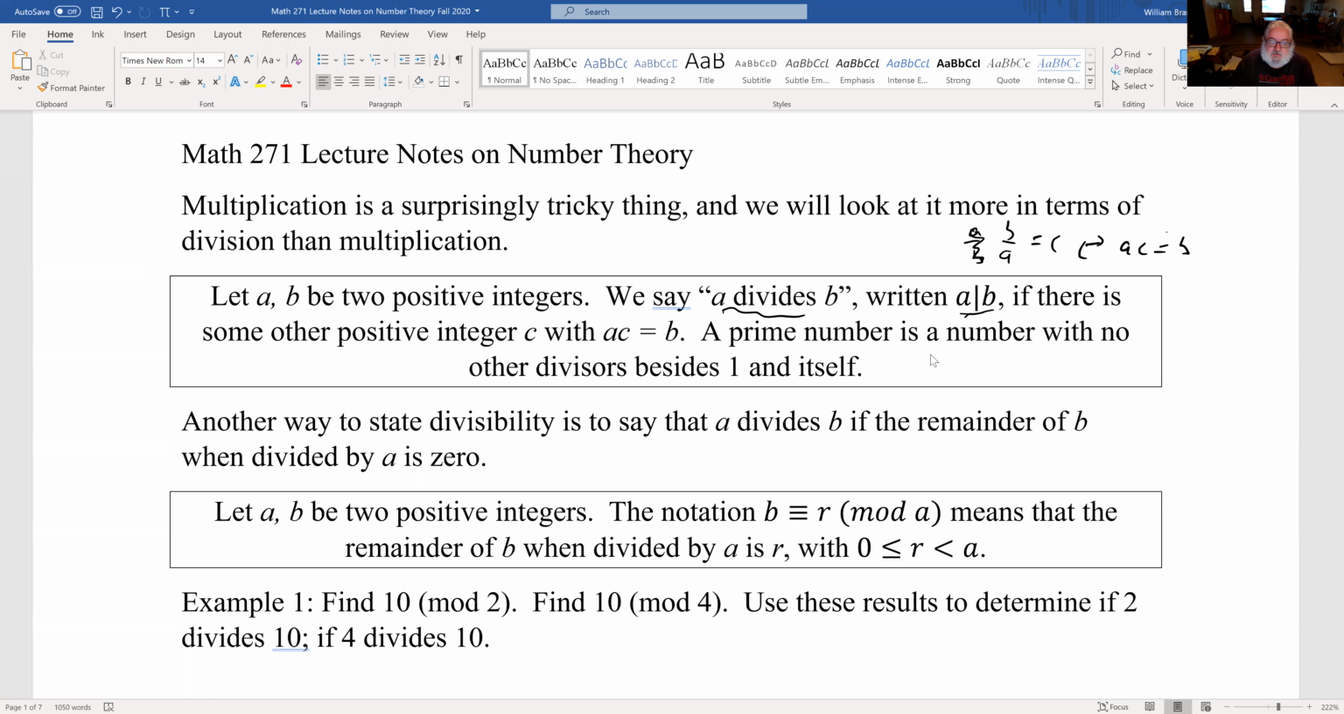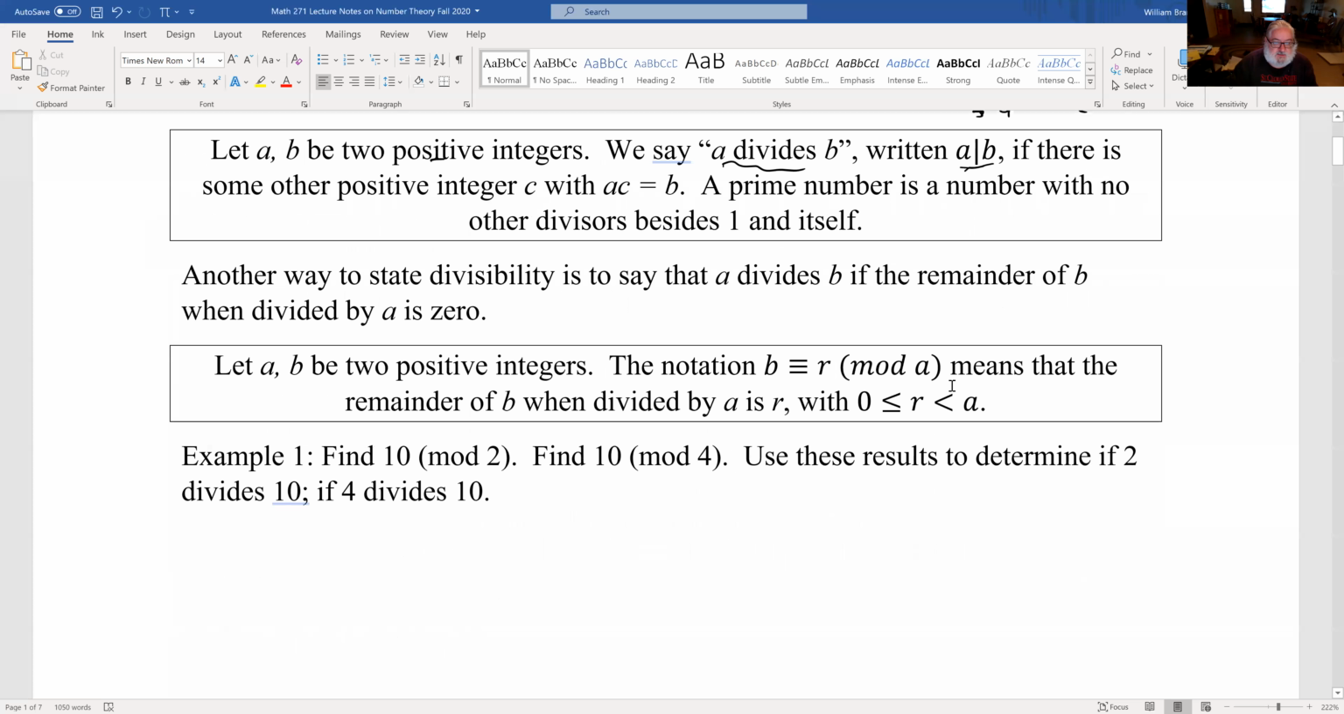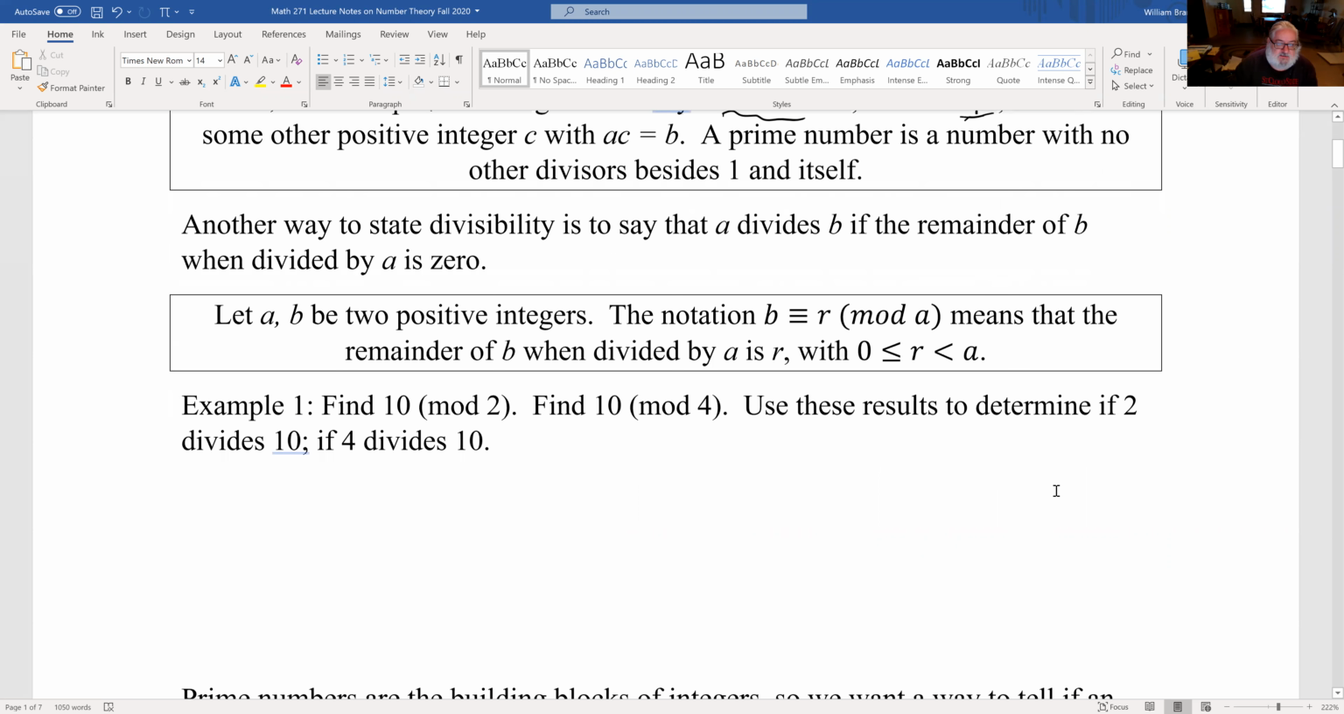A prime number is a number that's got no other divisors besides one and itself. And we're still dealing with positive integers here. Another way to state divisibility is that A divides B if the remainder of B when you divide it by A is equal to 0.